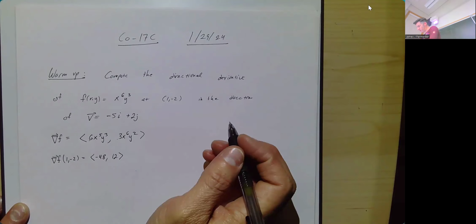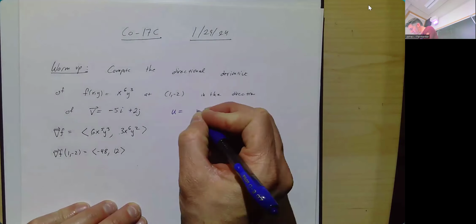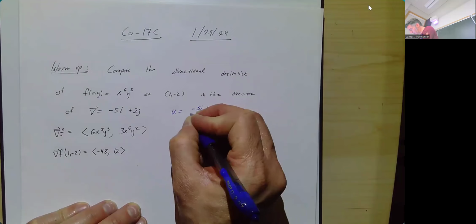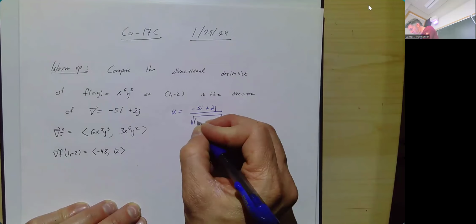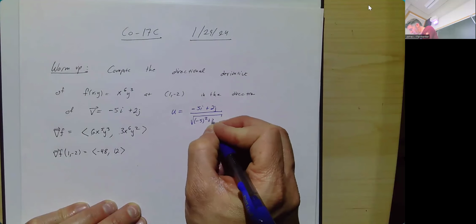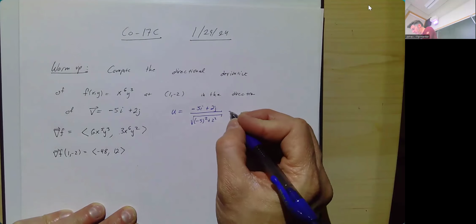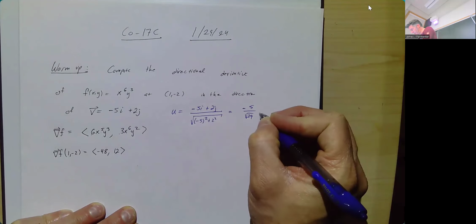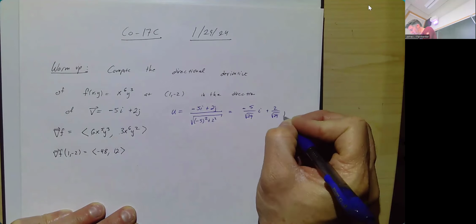And our unit vector, so v is -5i plus 2j. Let's just go ahead and write here that u is going to be -5i plus 2j divided by the magnitude of that vector, which is the square root of -5 squared plus 2 squared. That's 25 plus 4 is 29. So I can write that as -5 over root 29 i plus 2 over root 29 j.